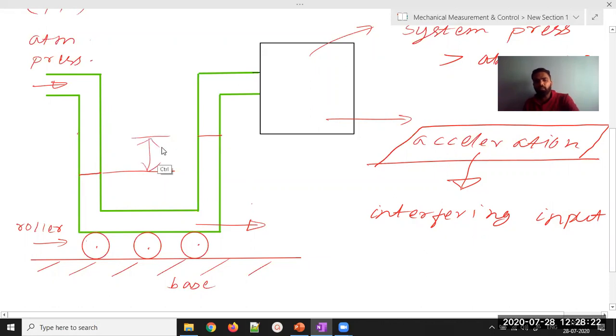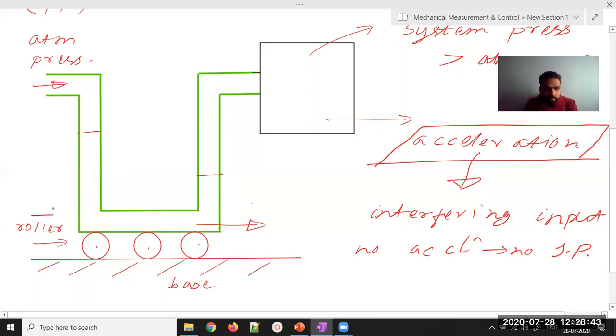This might not happen. I would like to explain it to you in a different manner. Suppose this is my one side, this is my another side. When my system was not accelerating, when there was no acceleration, that is, no interfering input, I was getting a reading. Suppose I was getting a reading of H1. What was the reading? H1.